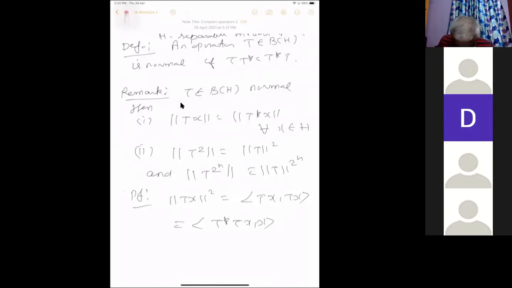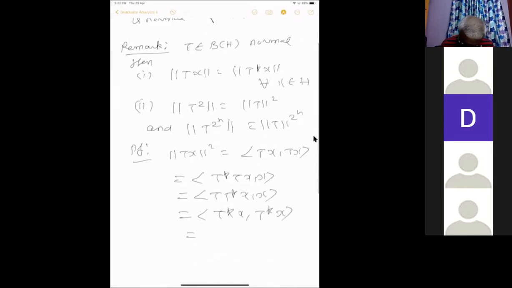Okay. So, the inner product of T*Tx with x. Okay, this is what I want. But then since it commutes, T*T equals TT*, and the inner product of T*x with T*x is equal to norm T*x squared. So that's what we want. Okay. So norm Tx equals norm T*x.